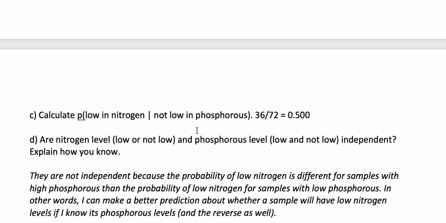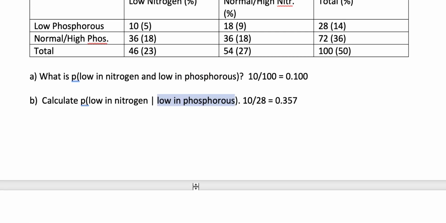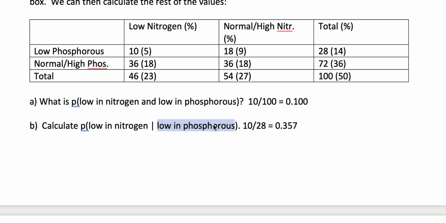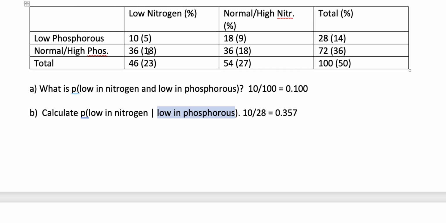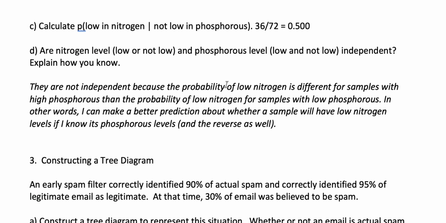Okay, calculate the probability that if you're not low in phosphorus, you are low in nitrogen. So now we're looking at this row here. So that would be the 72%, and out of those, 36 would be low in nitrogen. So we have 36 over 72 is 0.5, or we could have done 18 over 36, which is also 0.5.